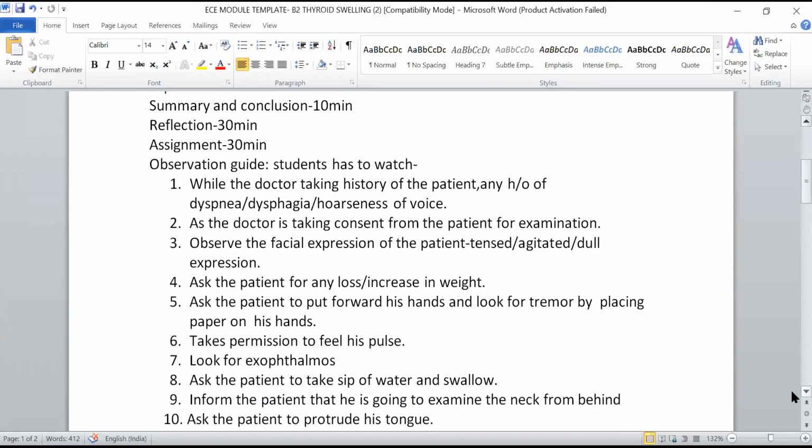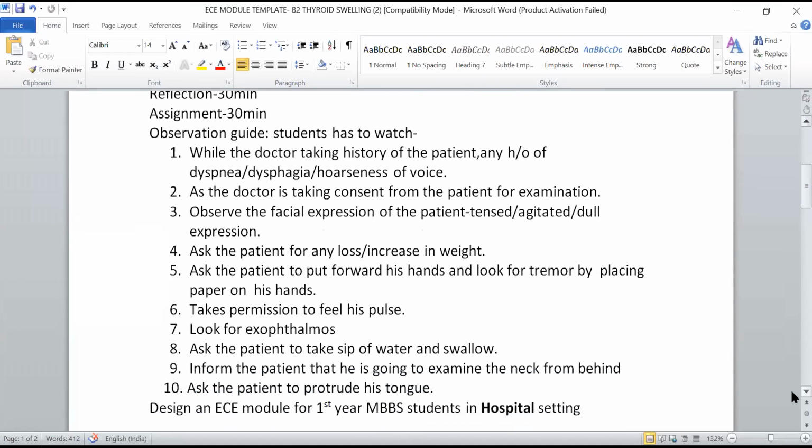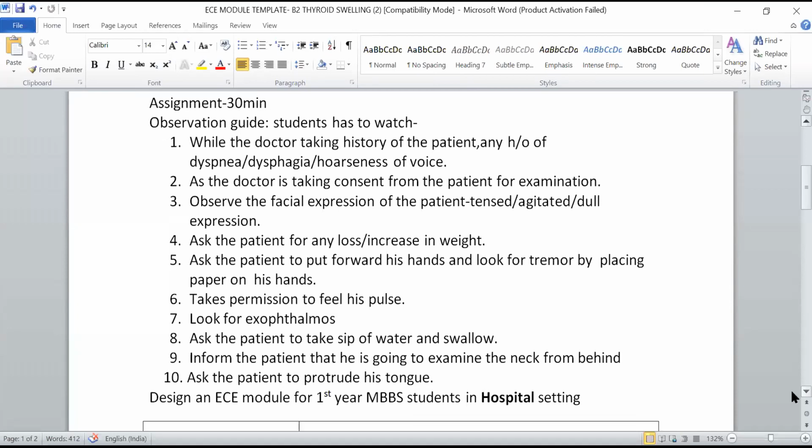5. Ask the patient to put forward his hands and look for tremor by placing paper on his hands. 6. Take permission to feel his pulse. 7. Look for exophthalmos. 8. Ask the patient to take a sip of water and swallow and observe the findings. 9. Inform the patient that you are going to examine the neck from behind. 10. Ask the patient to protrude his tongue and observe the findings.